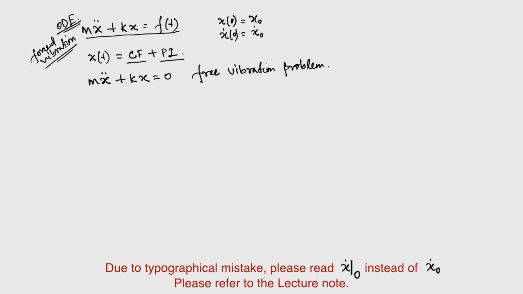So, first we will consider the free vibration problem, and then gradually we will move over to forced vibration. So, in case of free vibration, we propose a trial solution, in this case x of t. The trial solution is p e to the power lambda t. So, that is the trial solution.